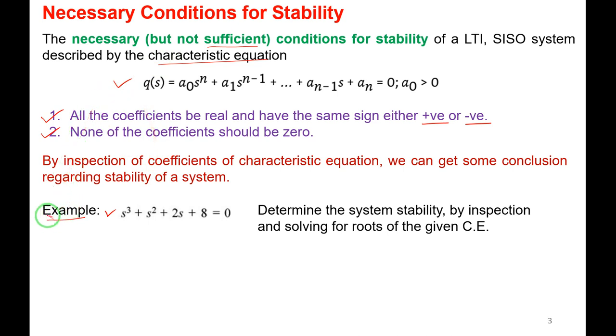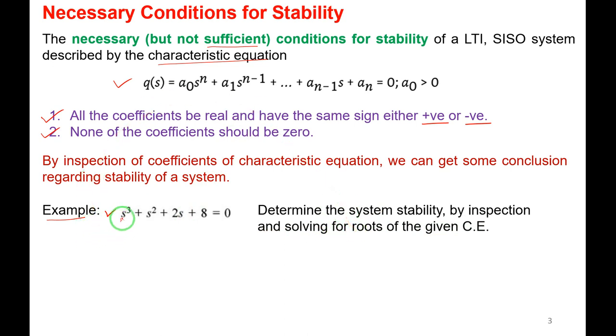Right now we'll take up one example. S cube plus S square plus 2S plus 8 equal to 0. The question is: determine the system stability by inspection. Just by observing this equation, we have to find out by inspection, and by solving the roots of the given characteristic equation. Here we will solve the roots and find out what its stability is. By inspection and by solving for the roots. We'll see one by one.